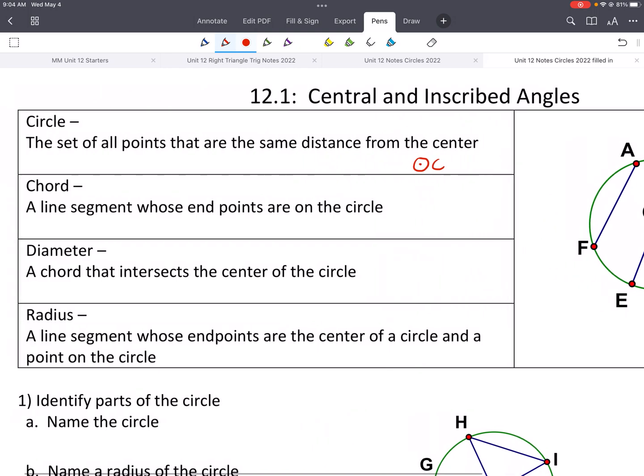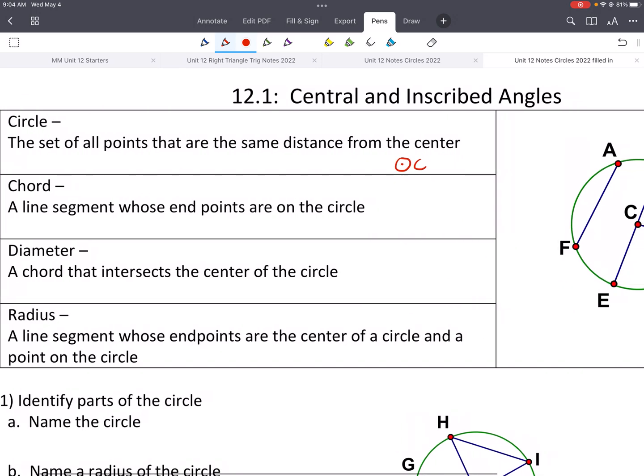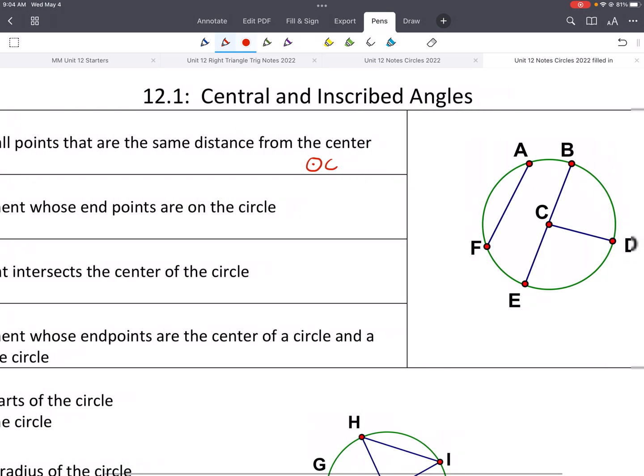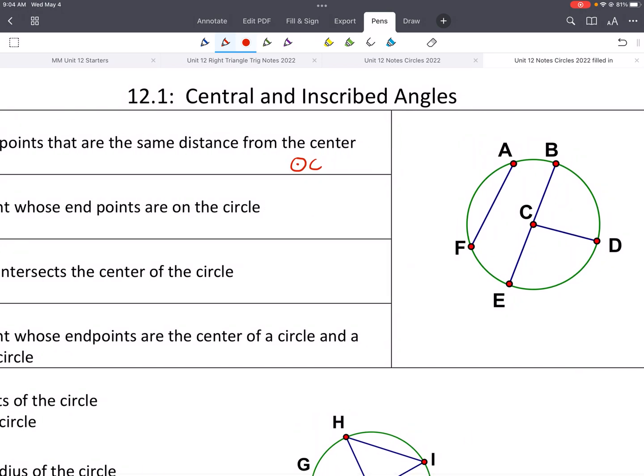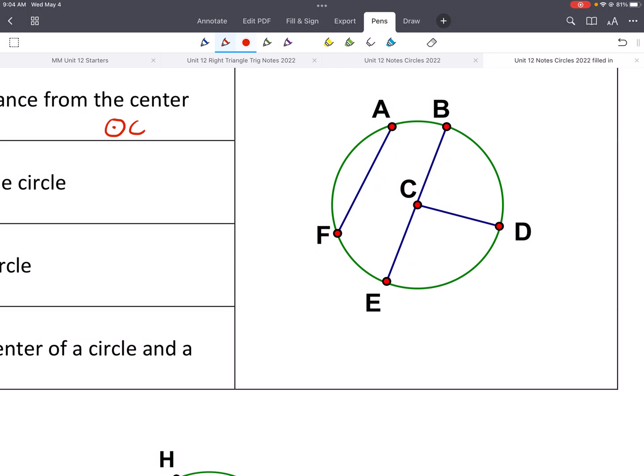All right, next we have a chord. This isn't a musical chord. This is a line segment whose ends are on the circle, or on the circumference. So if we look at this example, it looks like we have two chords. One is chord AF, and we put a line on top of it, and the other would be BE. The order of those doesn't matter, if you did EB, that's fine too. Okay, so those are chords.